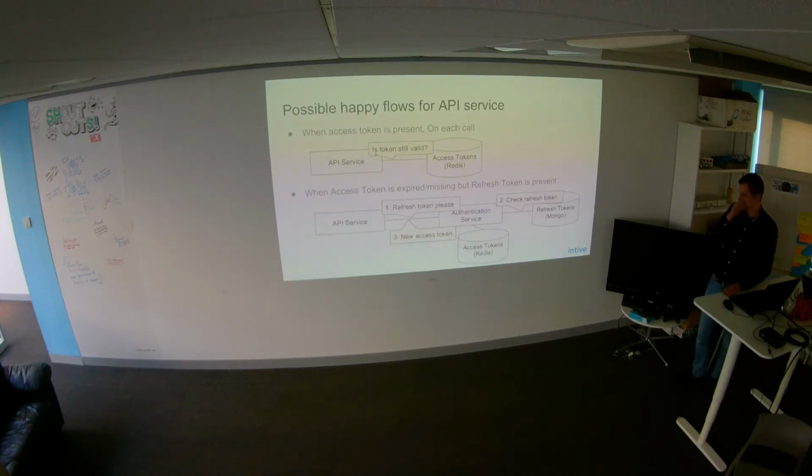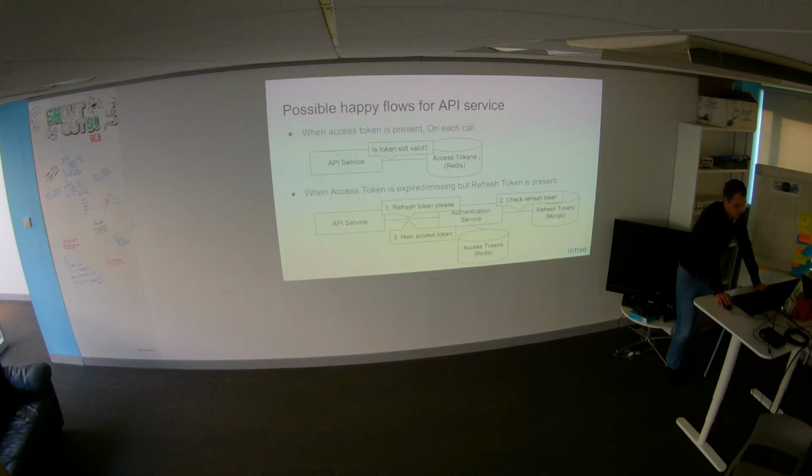So the happy flow for the API service is: is the token still valid against Redis? If it's still there, then fine. Then the happy flow for when the access token expires or is missing. So this is a situation where I'm still on the page but the token expired, and this one is the typical situation where I've left the page and I'm returning, but I used the remember me option. Then the API service sends this refresh token, tells it: refresh it, please. The authentication service checks whether it's valid, issues a new one and sends it back.